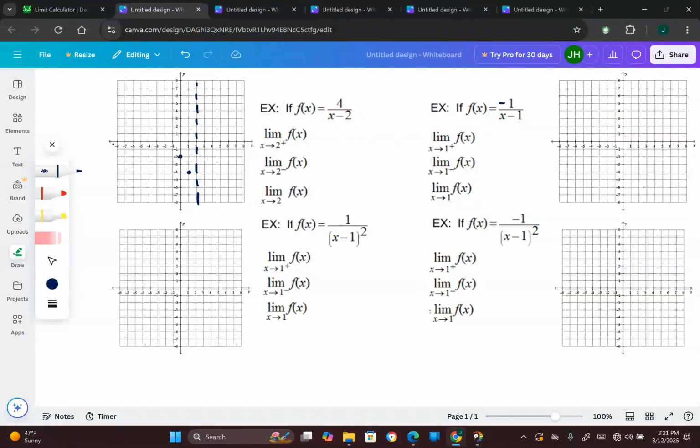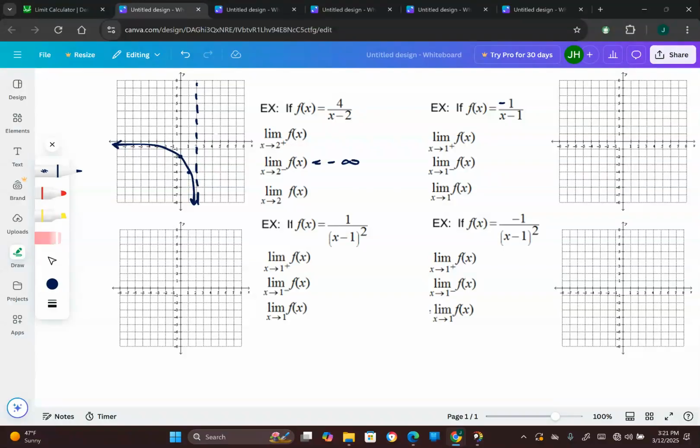If I plug in 0, I'm going to get negative 2. And what you'll notice, this runs along the x-axis down here and goes this direction. And then along the asymptote, it runs to negative infinity. So the limit as x approaches 2 on the left-hand side of 2, it looks like it's going to negative infinity.